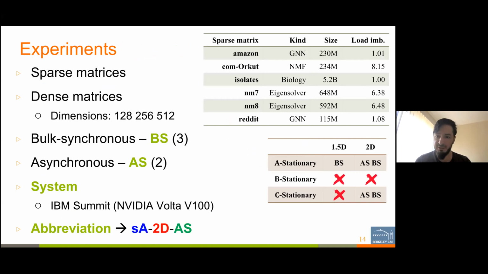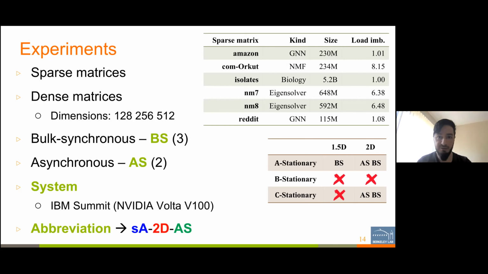Here we consider a wide variety of sparse matrix inputs. These represent problems from graph neural networks, matrix factorization, eigensolvers, or bioinformatics. We try out both balanced and imbalanced instances. In our evaluations, we test 5 algorithms. 3 of them are bulk-synchronous and 2 of them are asynchronous. This table shows which flavor runs which algorithm. And we conduct our experiments on the IBM Summit system at OLCF.